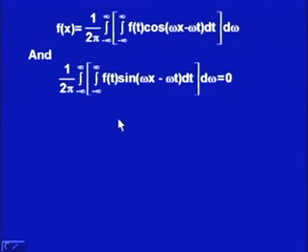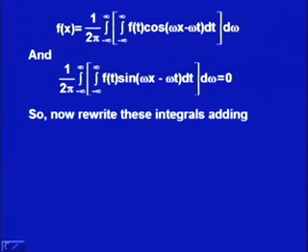But in the integral form, what we are trying to do is make a complex form of the Fourier integral. So, I would use it with the imaginary part. So, now rewrite these integrals adding i, that is square root of minus 1.